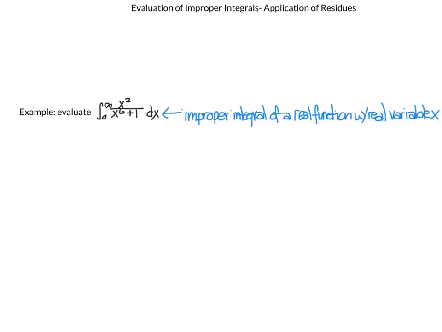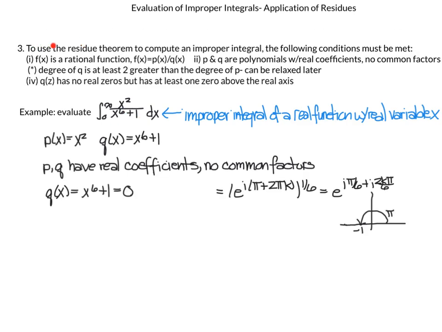Okay, now we have the big picture. We can do our next example, which is to evaluate the improper integral from 0 to infinity of x squared divided by x to the 6th plus 1 dx. I start by looking at f of x as a rational function p of x over q of x. So p of x then is equal to x squared and q of x is equal to x to the 6th plus 1. We see that p and q have real coefficients and no common factors.